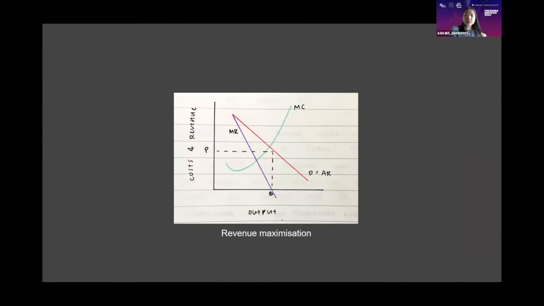As for this one, this is the revenue maximization one. It is different from profit maximization because, as we know, profit and revenue are 2 different things. We find out the revenue maximization by knowing where the marginal revenue curve intersects with zero, the x-axis.